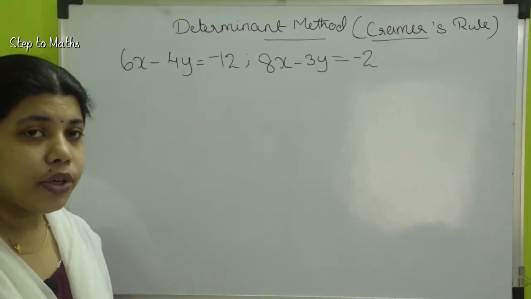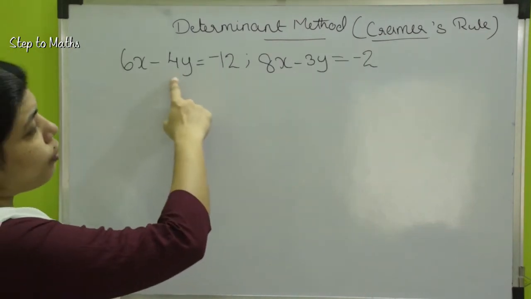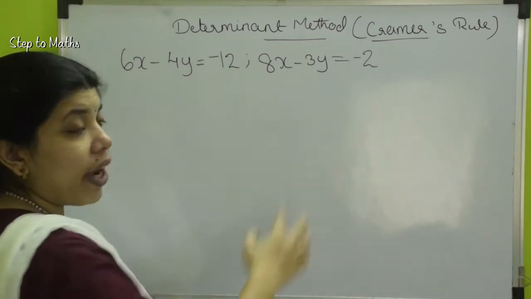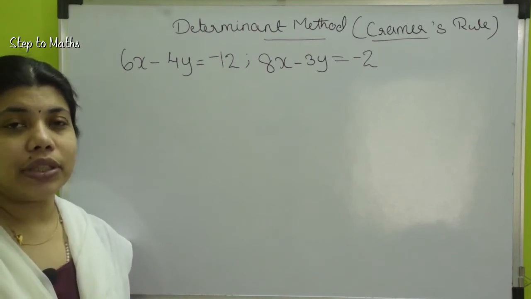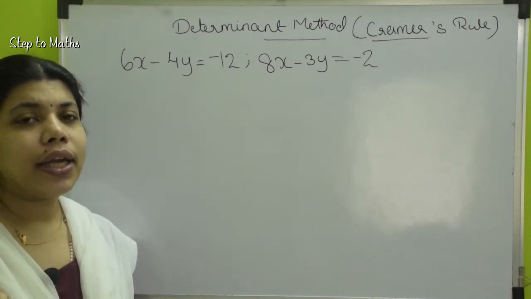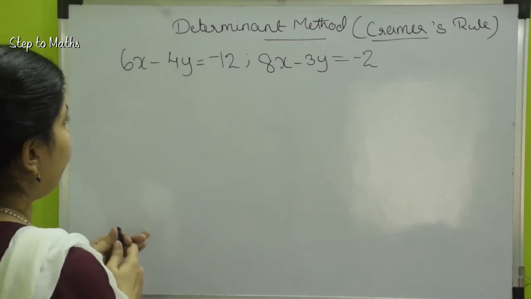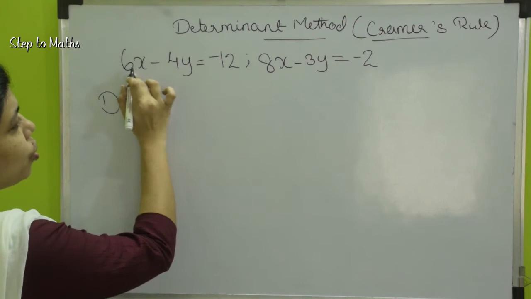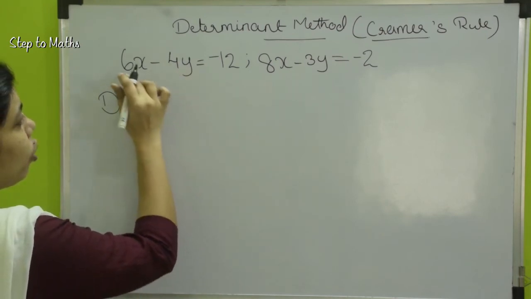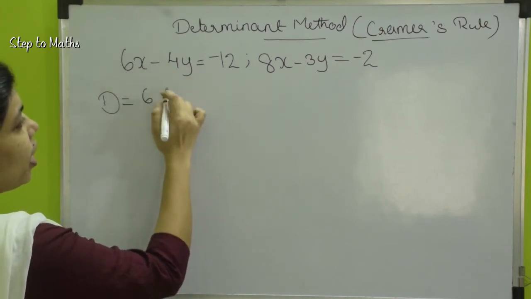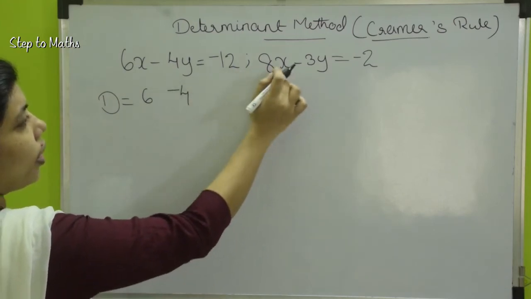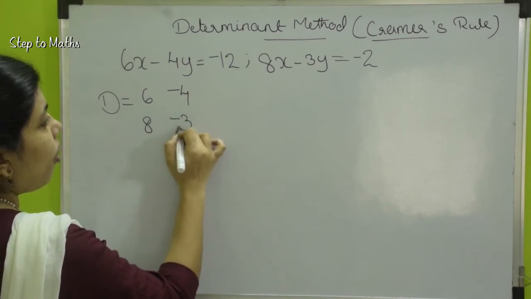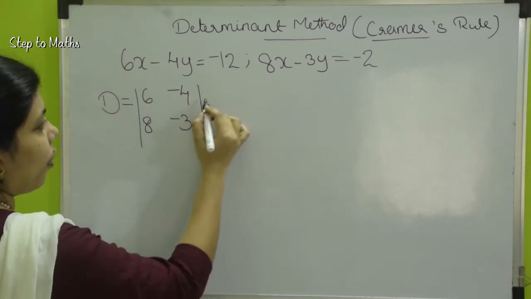The two given simultaneous equations are 6x minus 4y is equal to -12 and 8x minus 3y is equal to -2. Solve these simultaneous equations using the determinant method. For that, first find out the value of d. d is equal to the coefficients of x and y, 6 and -4. From the second equation, it is 8 and -3.